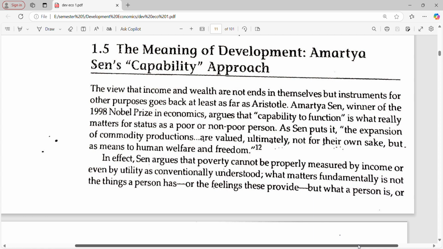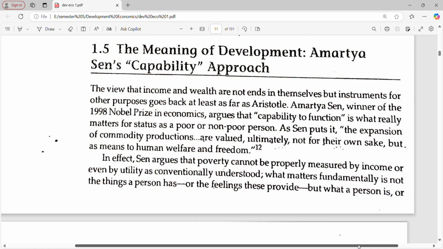Focusing on this. Okay. This perspective highlights that income and wealth are tools for human welfare and freedom, not ends in themselves. They are just tools. They are not the necessary mandatory ones. They are tools which can be used for their development. It doesn't mean that development can only be achieved with these tools. It can also be achieved with the resources. That is what the capability approach means.